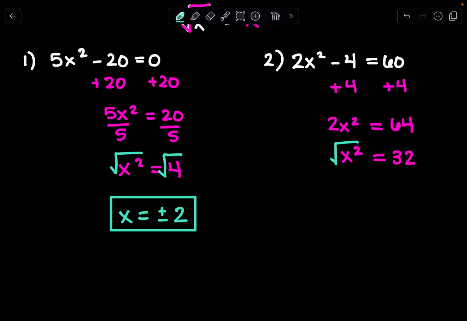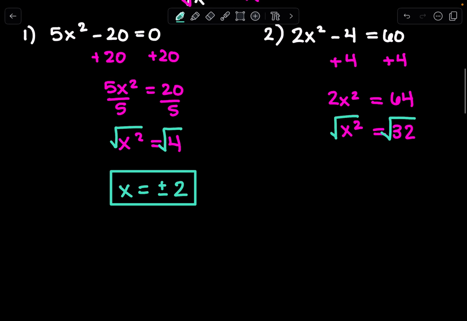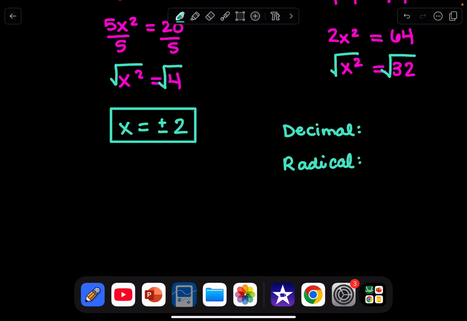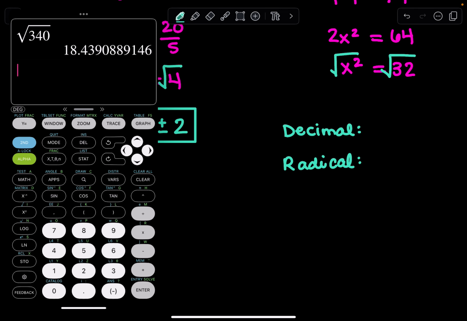Now, when you are solving and you do not have a perfect square, there's going to be two different types of answers that you could give. We could, of course, round this and give a decimal answer. We could also simplify 32 and give a radical answer. I'm going to start with the decimal answer first.